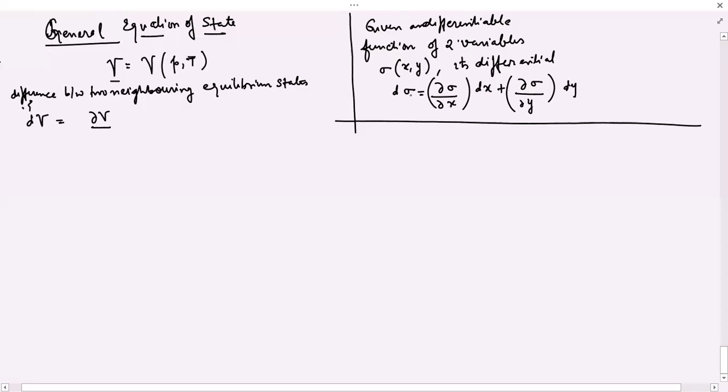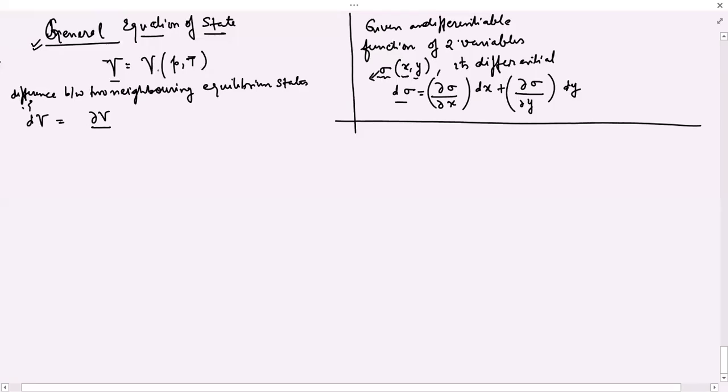So this is how I represent a change or a differential of a dependent variable, which is dependent on two variables. So if you have two variables, let's say x and y, and I want to write the change in sigma, that is d sigma, it would be equal to del sigma upon del x times dx plus del sigma by del y times dy. Okay, so we'll come to some core mathematics later on, but right now, let us make some deductions from the general equation of state. Again, coming back to the topic.